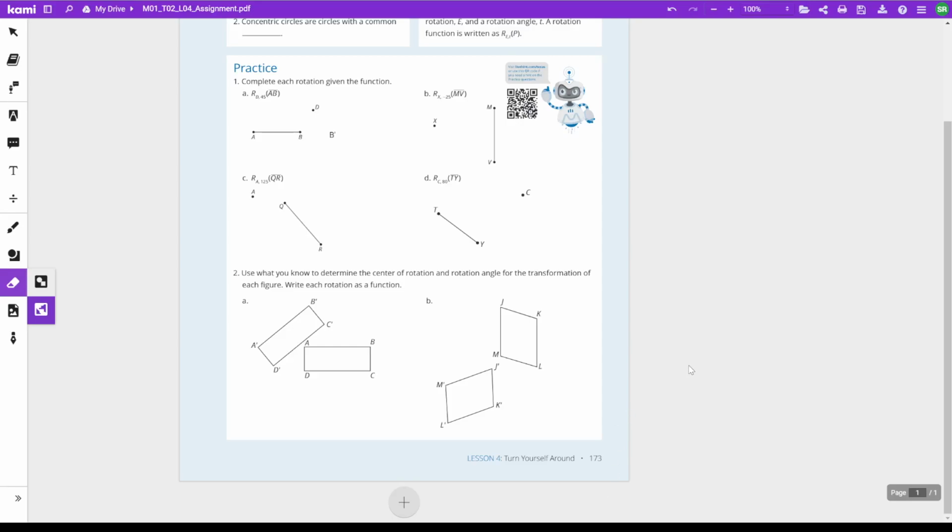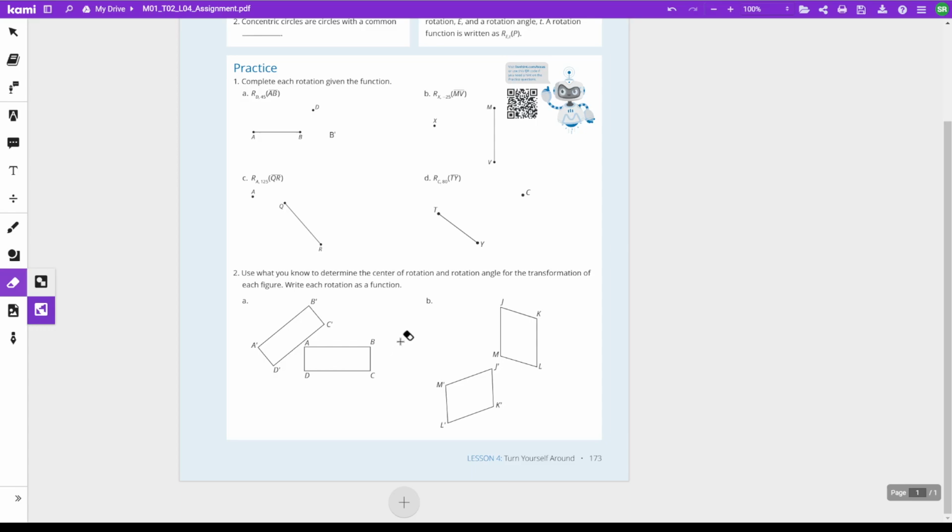Okay, so we're doing part two of the 173 assignment. Part two wants us to find the center of rotation of these two shapes that have been rotated. It also wants us to find the rotation angle. And in addition to that, it wants us to write the rotation function. So three things. Okay, it's not too bad.